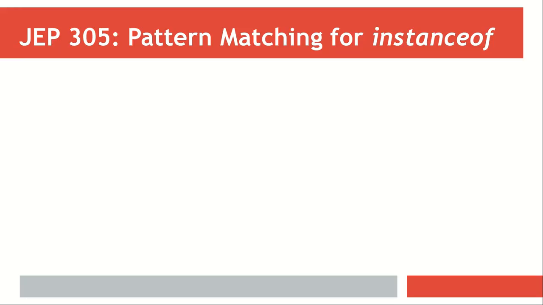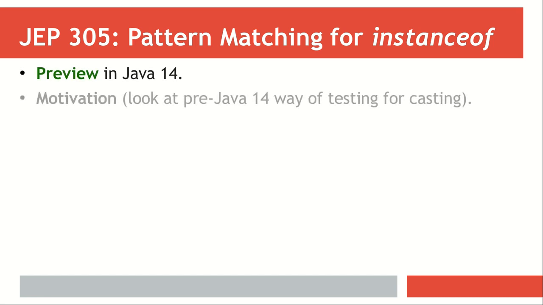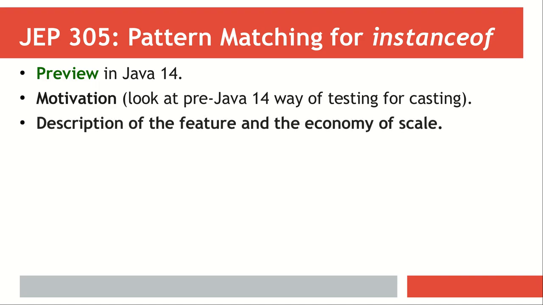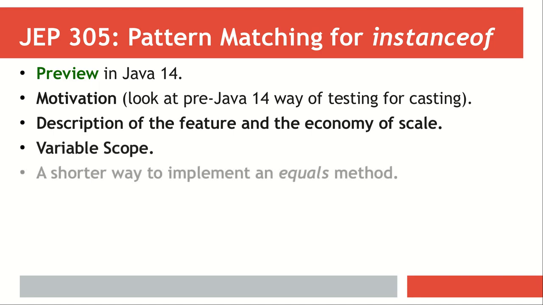We're going to look at a cute syntactical sugar, JDK Enhancement Proposal number 305, pattern matching for instanceof. This has been in preview, or is going to be in preview, for Java 14. We're going to look at the motivation, why we would actually need this, why it would be useful to have it around, the description of the feature, and I'll also make an analogy with the economy of scale. We're going to address the variable scoping, and a very pragmatic example is going to be how to implement a more compact equals method.